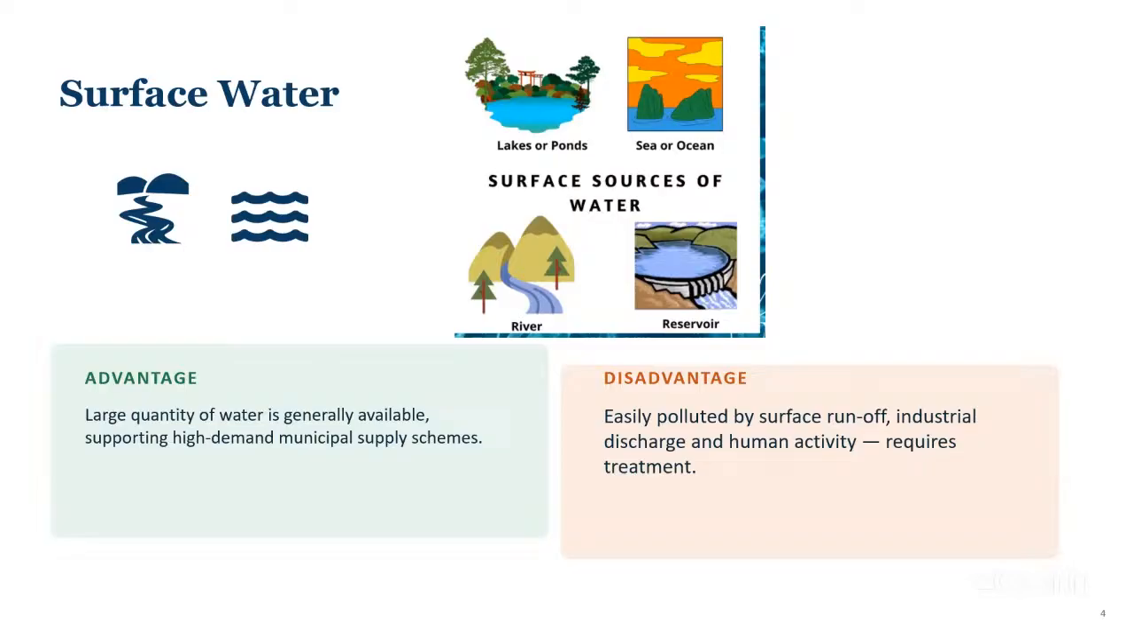And the disadvantages of surface water: high turbidity, that is sedimentation, muddy water. High turbidity is nothing but the muddy water after rains, and usually it contains microbes. Surface water contains microbes.